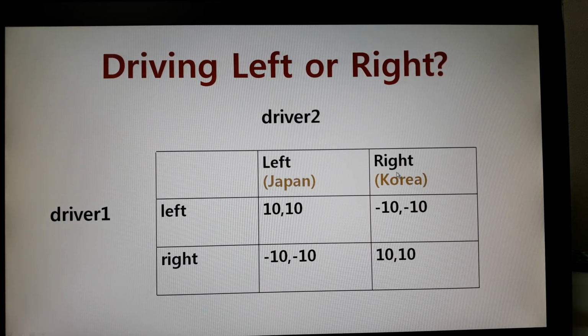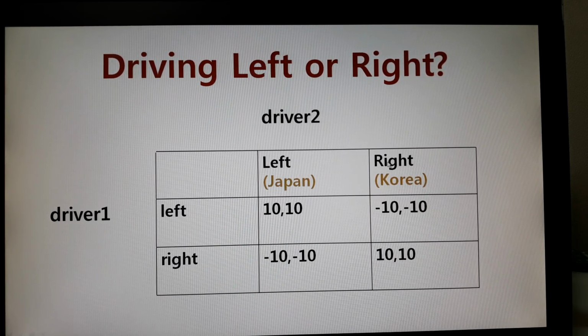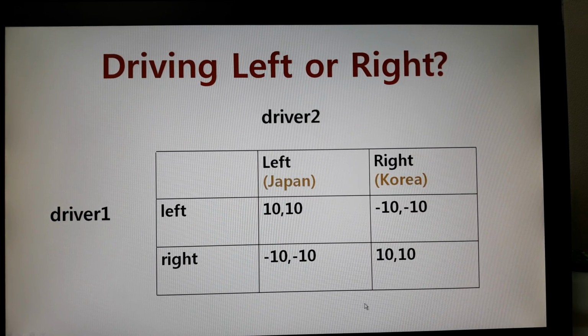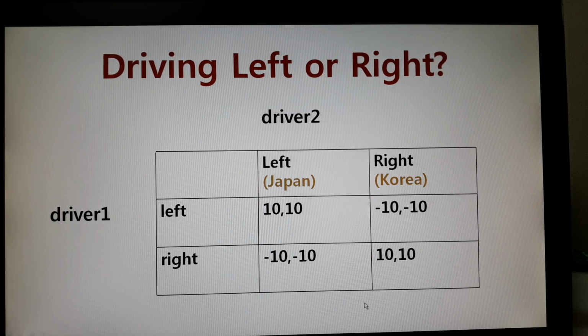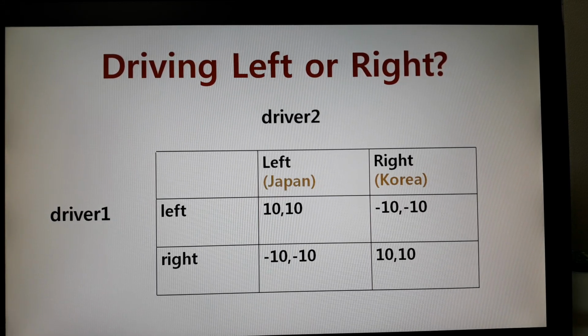If you remember the dominant equilibrium, dominant strategy, whatever driver 2 does, something should be better than the other. But it is not the case here. If driver 2 drives left, left is better, if right, right is better. So there is no dominant strategy. Same as driver 2. So this very simple game does not have a dominant strategy. Proof of that, what I said, most games do not have a dominant strategy equilibrium.